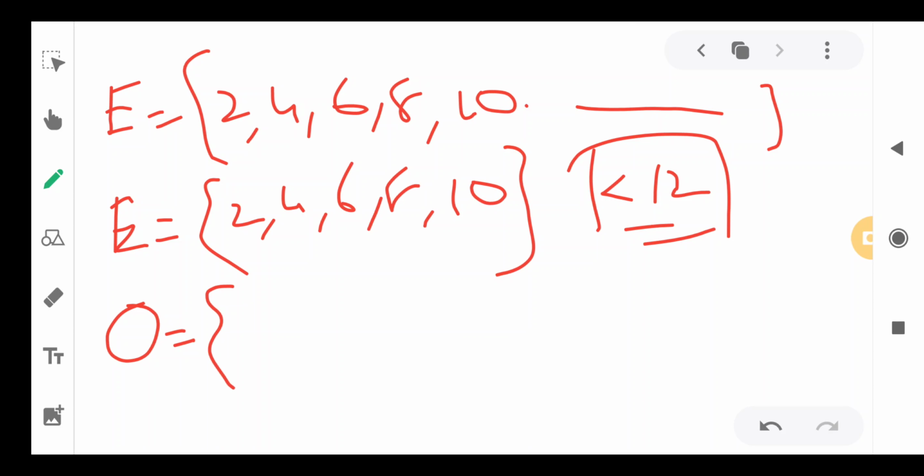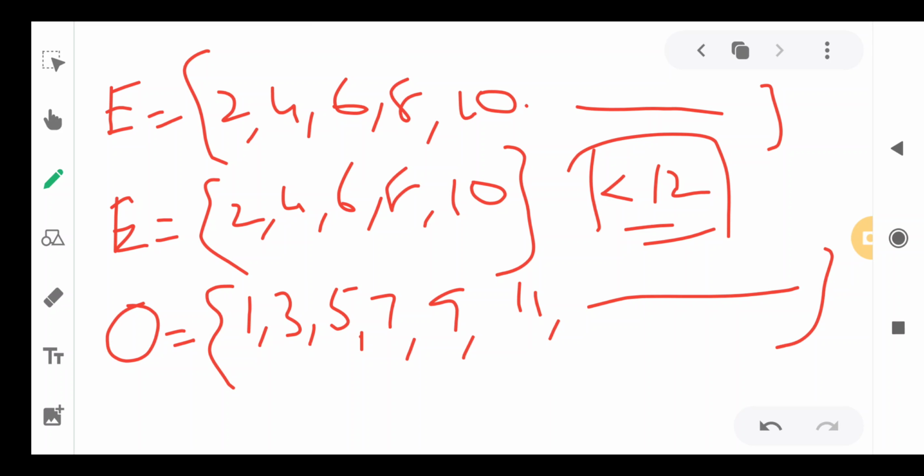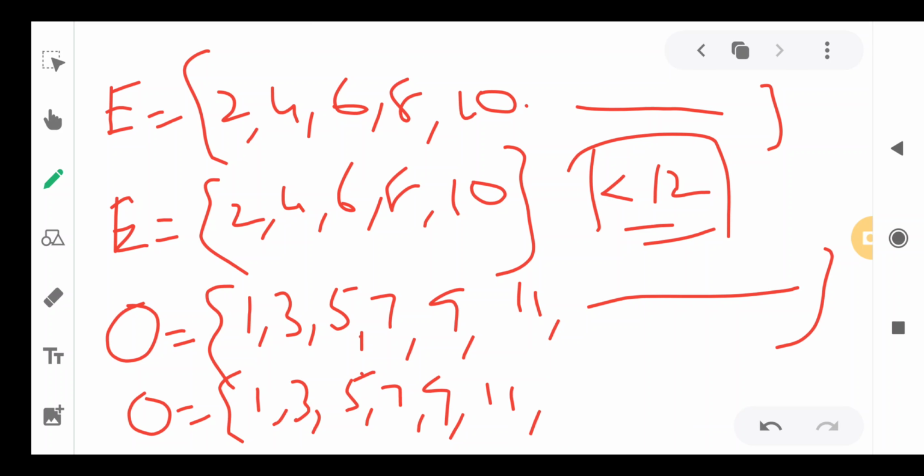If I call O the set of all odd numbers, what are the odd numbers? 1, 3, 5, 7, 9, 11, and so on. Similarly, odd numbers less than 15: 1, 3, 5, 7, 9, 11, 13. We stop here, because less than 15 means up to 13. Like this we should be able to write a set.